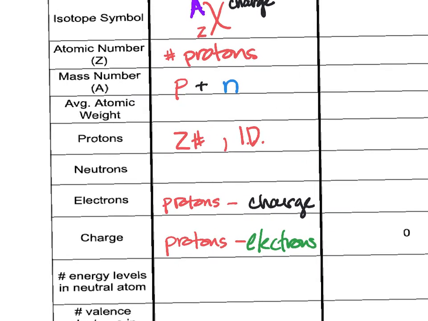All right, so in order to figure out our neutrons, we're going to take the A number minus the Z number.